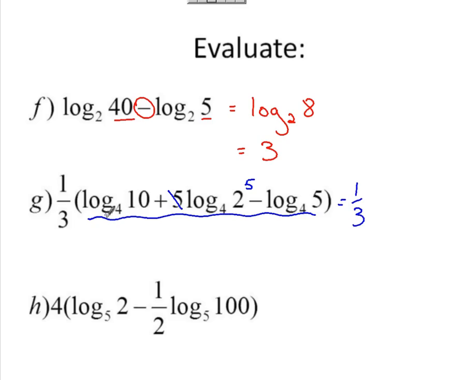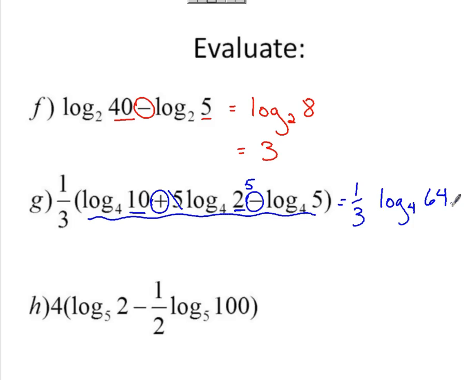Well, inside here, if I want to put all this together, it's going to be log base 4, right? The addition means I'm going to multiply the 10 and the 2 to the 5th. Now, 2 to the 5th is 32, right? So I'm going to take 10, I'm going to multiply to 32, get 320. The minus means we're going to divide by 5. So you know what 320 divided by 5 is? Try 64.